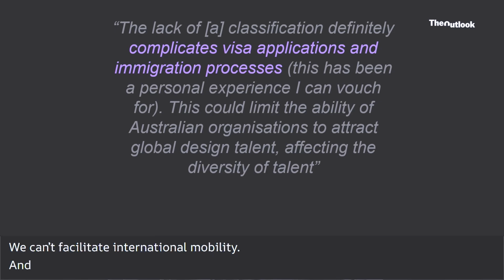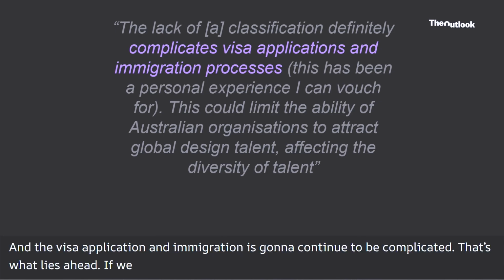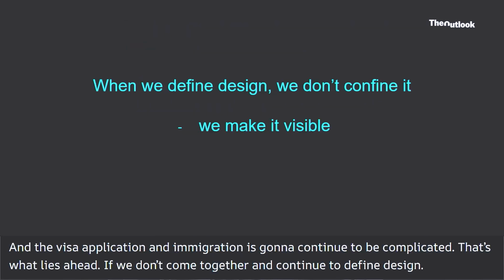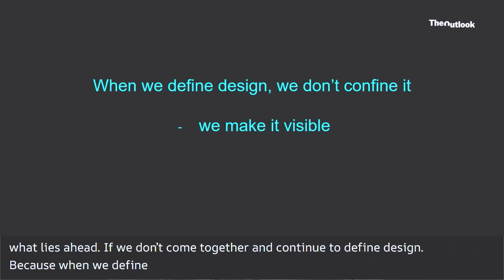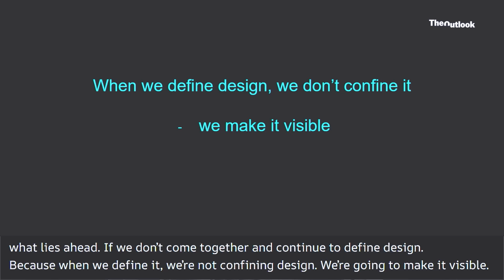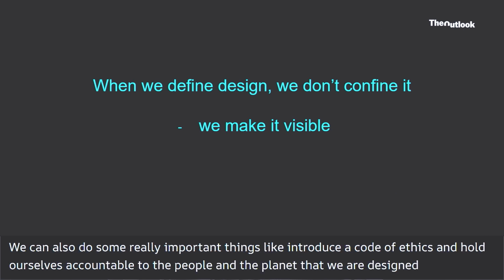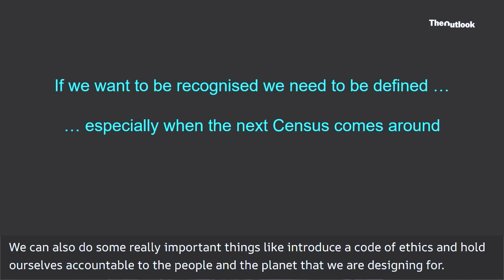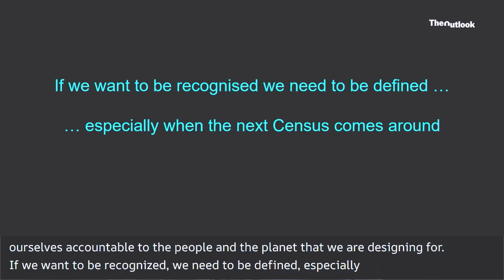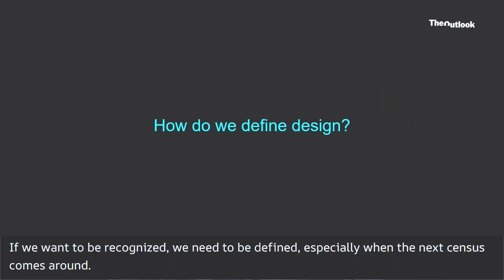That's what lies ahead if we don't come together and continue to define design. Because when we define it, we're not confining design. We're going to make it visible. We can also do some really important things like introduce a code of ethics and hold ourselves accountable to the people and the planet that we are designing for. If we want to be recognised, we need to be defined, especially when the next census comes around. I'm going to let Simon finish.